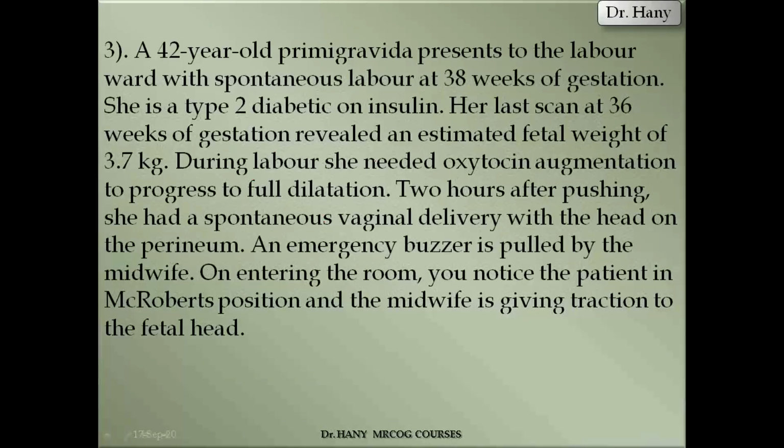Another scenario. A 40 years old or a 42 years old woman, a primigravida, presents to the labor ward with spontaneous labor at 38 weeks of gestation. She had diabetes and was on insulin. Her last scan at 36 weeks of gestation reveals an estimated fetal weight of 3.7. During labor, she needs oxytocin augmentation to progress to full dilatation. 2 hours after pushing, she had a spontaneous vaginal delivery with the head on the perineum. An emergency buzzer is pressed.